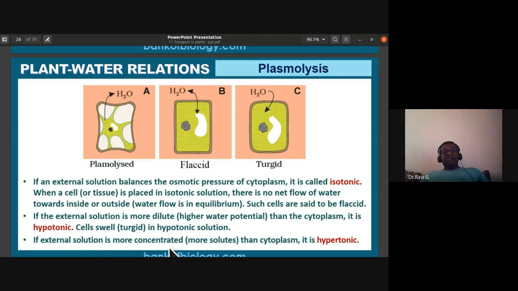If the external solution is more concentrated, that is, it has more solutes than the cytoplasm, so it has a lower water potential and lower solute potential. If an external solution is more concentrated than the cytoplasm, it is hypertonic. In a hypertonic solution, the cell loses water, it undergoes exosmosis. As a result, the cell becomes plasmolyzed.